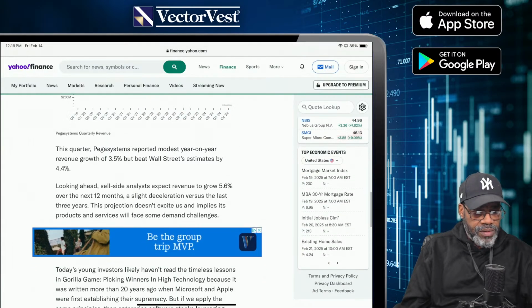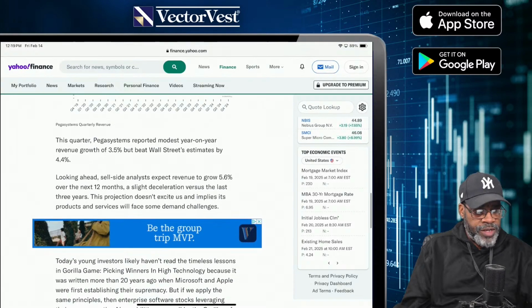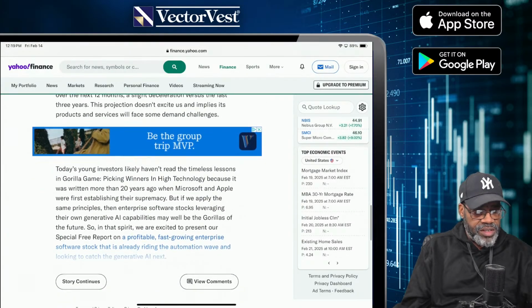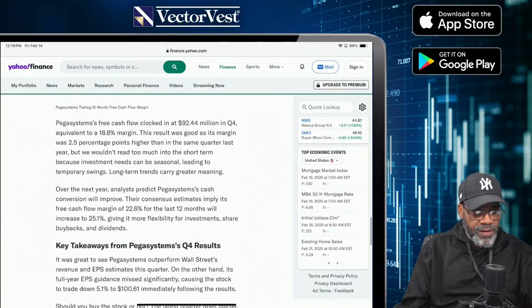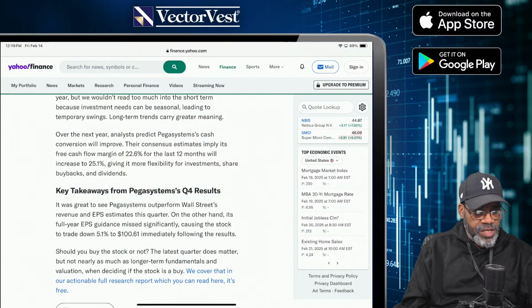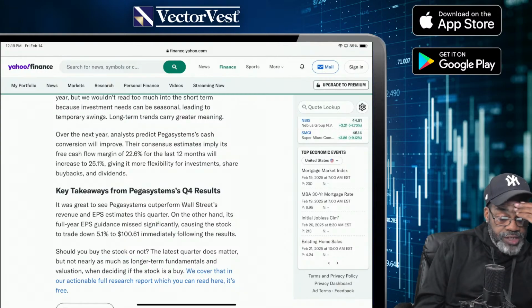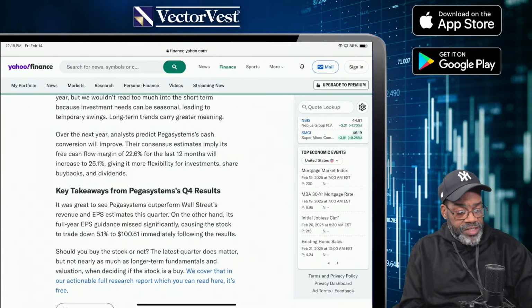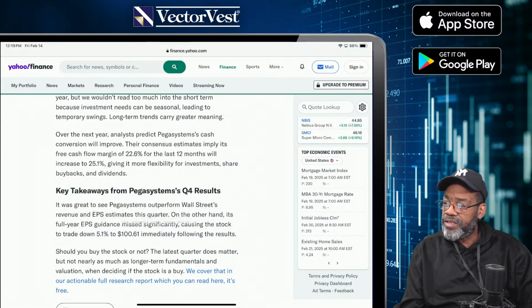Sales growth. Looking ahead, sell side analytics expects revenue to grow by 5.6. Cash is king. It was great to see Pegasus outperform Wall Street's revenues and earnings per share estimates. On the other hand, its full-year EPS guidance, there it is, its full-year EPS guidance missed significantly, causing the stock to trade down. That's to answer your question.